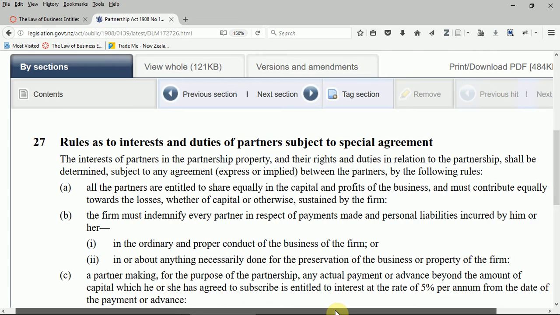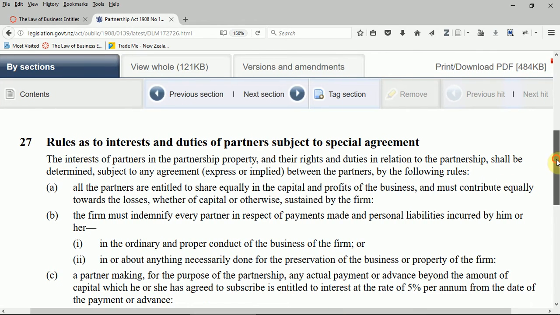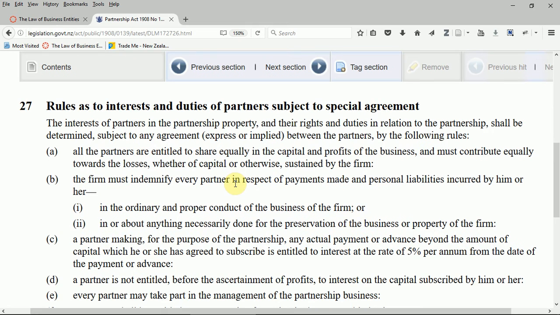Just make that a wee bit bigger. The second one down there, 27B, must indemnify partners for payments made, liabilities incurred. The word indemnify means make up a loss. That means that if a partner expends money on any activity which is reasonably necessary for the business, the other partners have to pay them their share. This can be a problem, and it's not unreasonable to put limits on that without consent of the other partners. You'll notice here it's for in the ordinary proper conduct of the business or necessarily done for preservation of property.